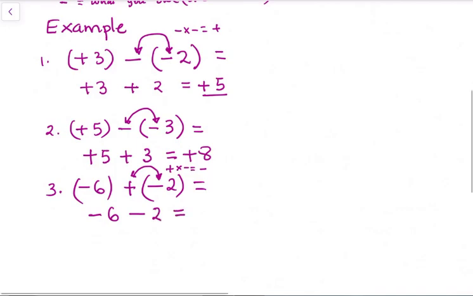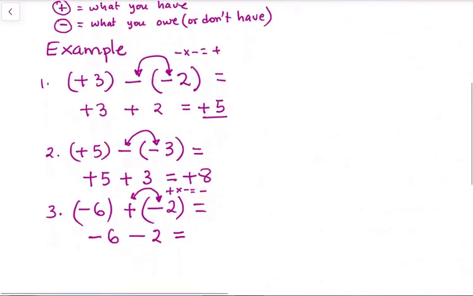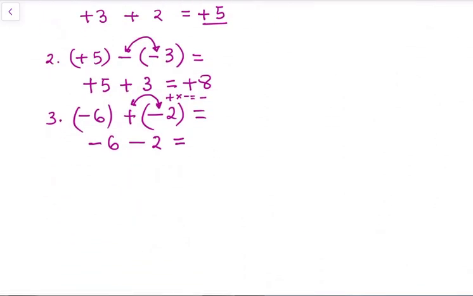Because remember when we talked about it here, positive is what we have and negative is what we owe. So you are owing 6 and also owing 2. If we sum these two debts together, it will give us minus 8.